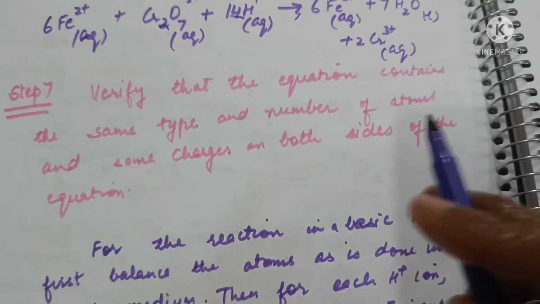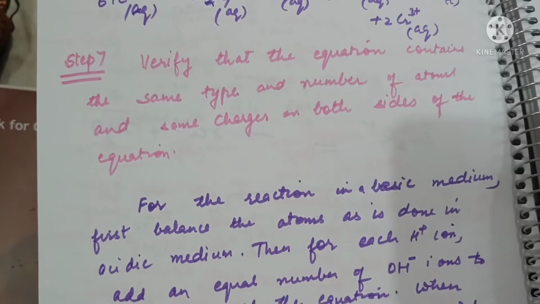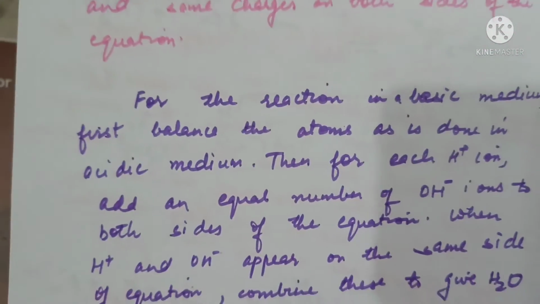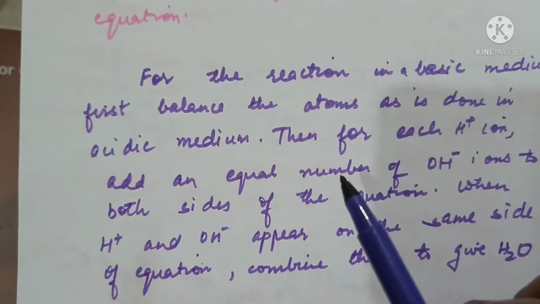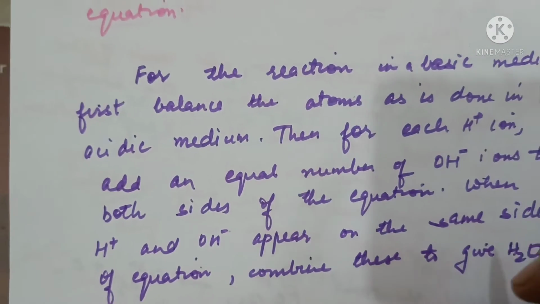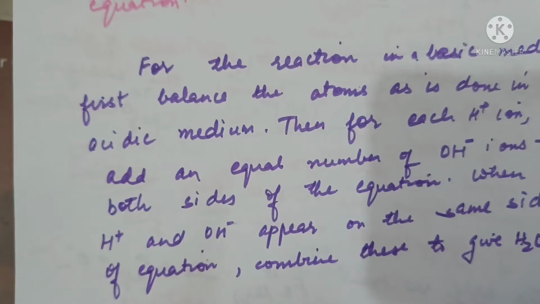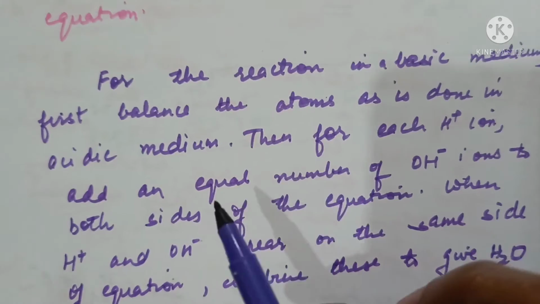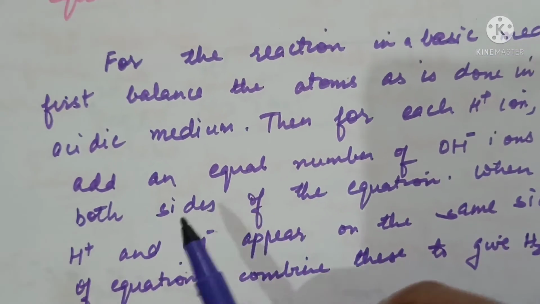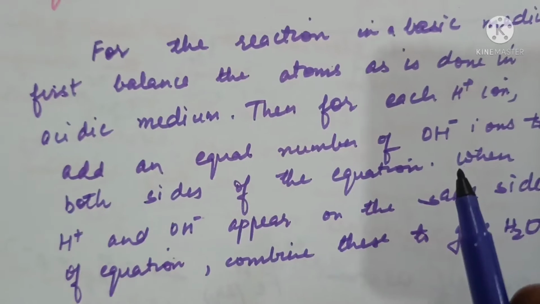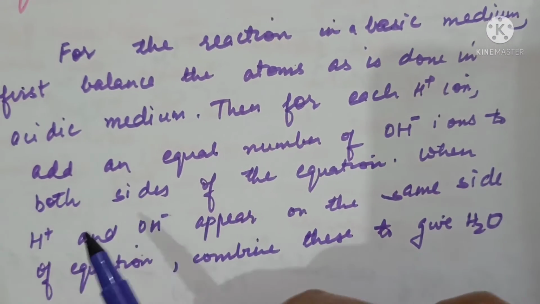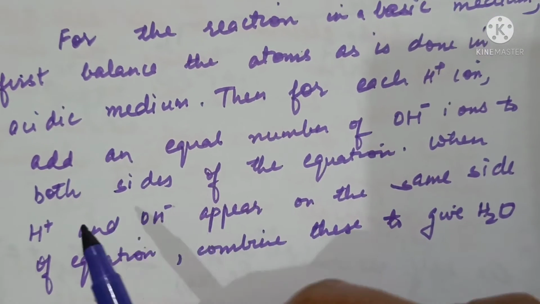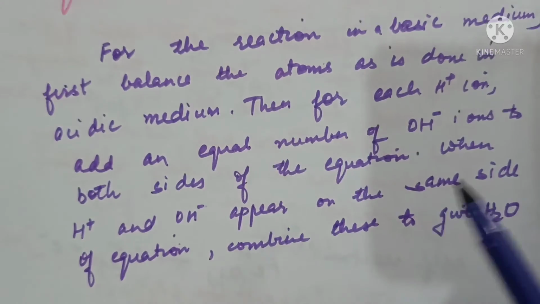So we have verified that the equation contains the same type and number of atoms and same charges on both sides of the equation. Let us take another reaction in a basic medium. For the reaction in a basic medium, first balance the atoms as is done in acidic medium, and then for each H plus ion we add an equal number of hydroxide ions to both sides of the equation. And then when hydrogen ions and hydroxide ions appear on the same side, we add them to form water. So let's try it out.